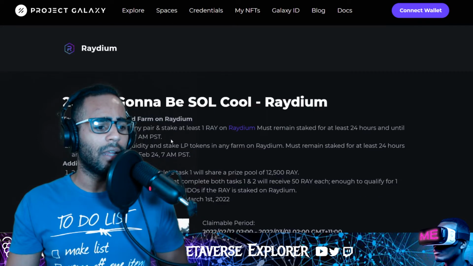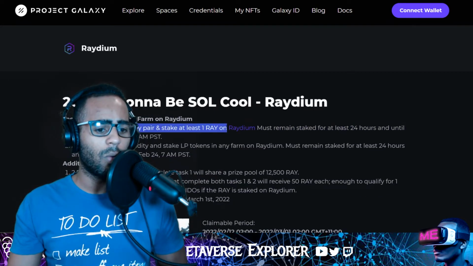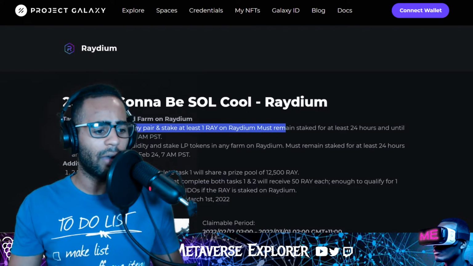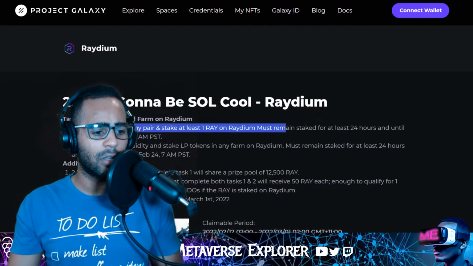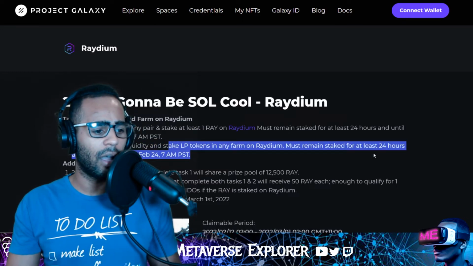What do you have to do for Radium? So you have to swap at least $5 for any pair and stake 1 Ray on Radium. Stake it for 24 hours until the snapshot. Add at least $5 of liquidity and stake LP tokens in any farm on Radium. Must remain staked for 24 hours until the snapshot.